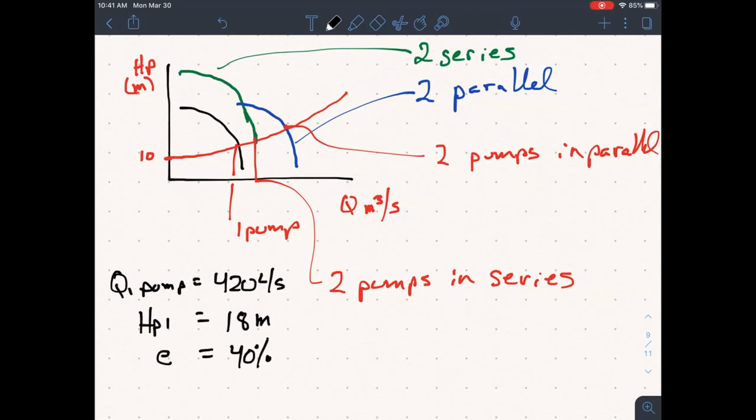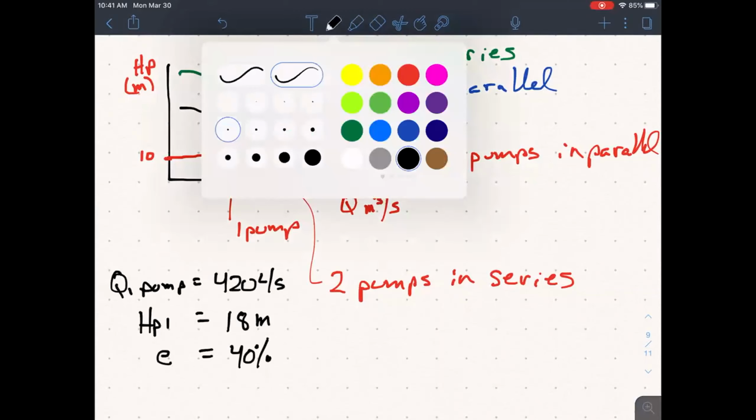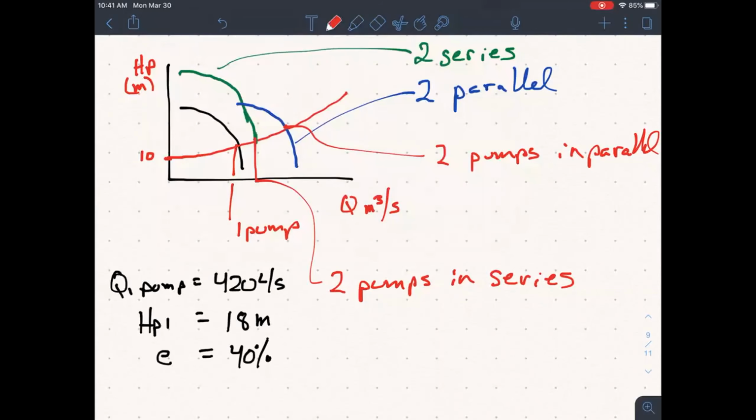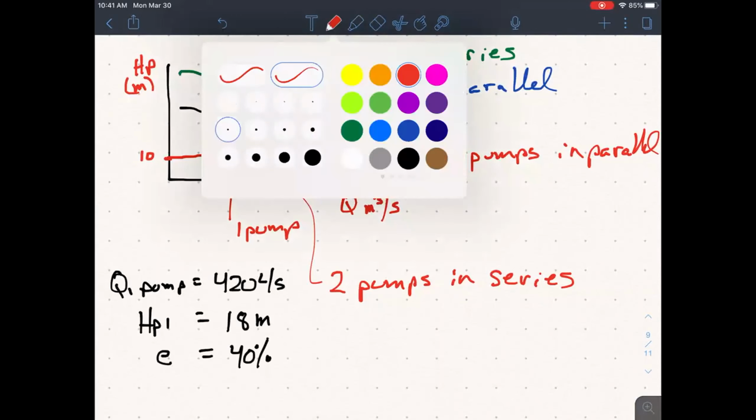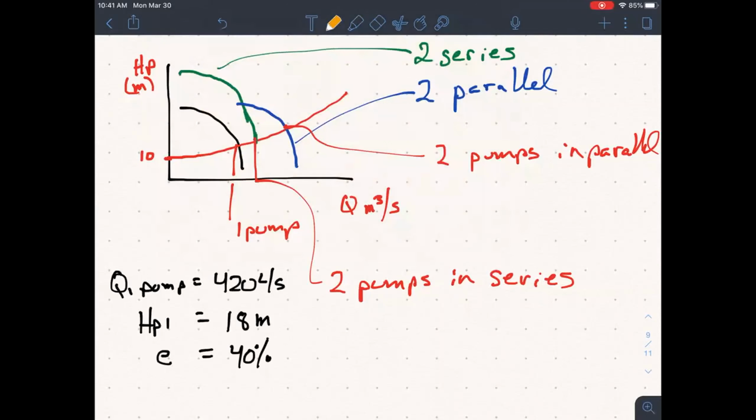So for every pump curve, there's also an efficiency curve. And I'll do that in orange. And so that usually looks something like this. And so there's some maximum efficiency that's usually somewhere in the middle of that pump curve. So depending on where you are in that pump curve, you'd have a different efficiency value.